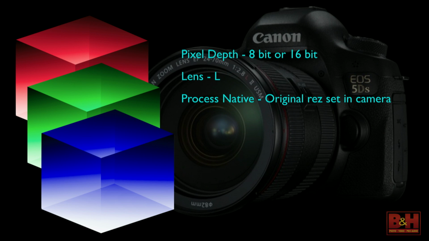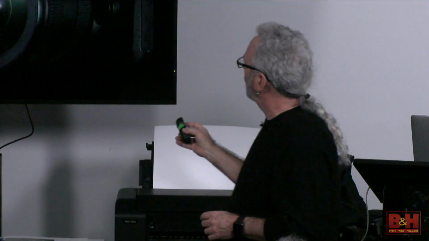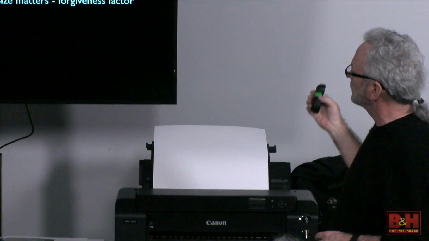Process native. What did I just say? Process native. What does that mean? That means utilize the original size that you got from the camera. There's no reason to upsize or downsize. When you're exporting, let Lightroom or Photoshop do that part for you. When you're working on your images, work on the highest res image you can, which is native from your camera. Does that make sense?